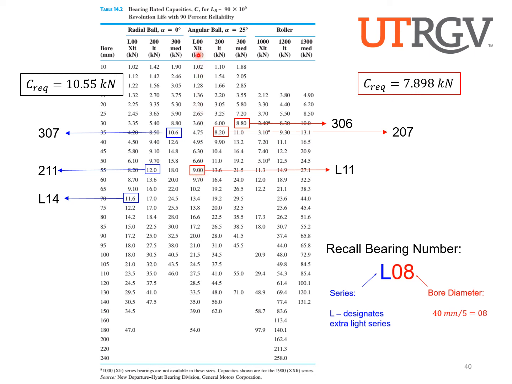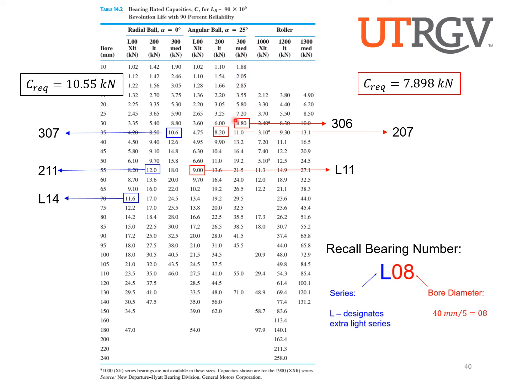So this is a good bearing. This is an extra light duty, so the bearing number is going to start with the L. And the bore is 55, so divided by 5 is 11. We get L11. And so by now, probably you don't need me to repeat. But again, we're looking for 7.8. This is a good one. It's a 35 divided by 5 is 7. So a 207 is a good bearing.